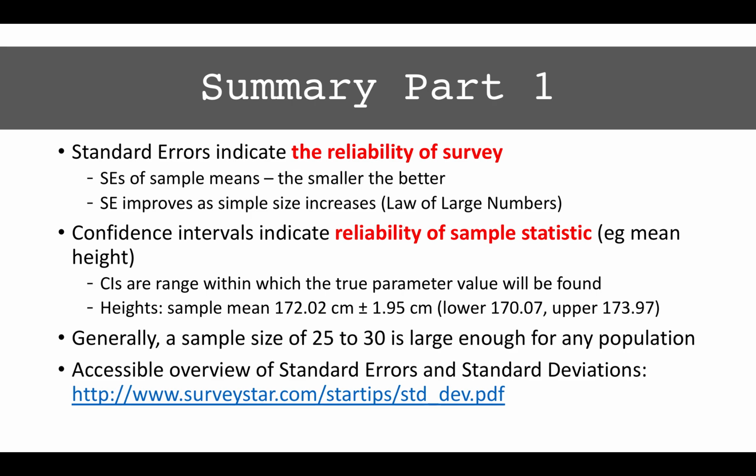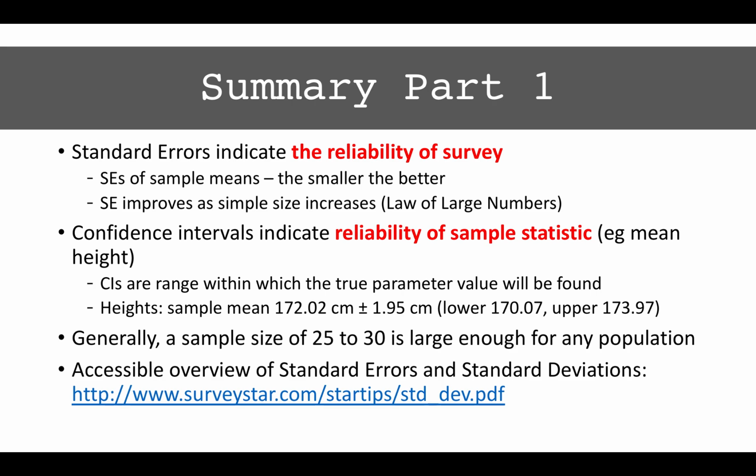Standard errors of the sample means tell us how reliable it is, and the smaller they are the better, and they will get smaller as sample size increases. And we can use confidence intervals to indicate the reliability of the sample statistic, such as mean height. And the confidence intervals give us the range within which the true parameter will be found. So not the true parameter of the sample mean, but the true parameter of the population mean.